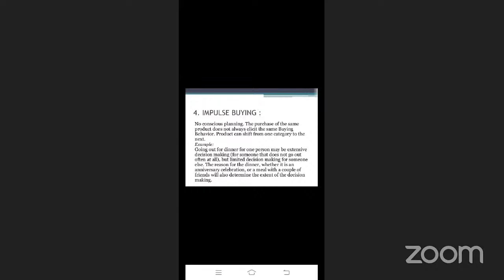The purchase of the same product does not always elicit the same buying behavior. A product can shift from one category to the next. Example, going out for dinner for one person may be extensive decision making for someone who does not go out often at all, but limited decision making for someone else. The reason for the dinner, whether it is an anniversary celebration or a meal with a couple of friends, will also determine the extent of decision making.